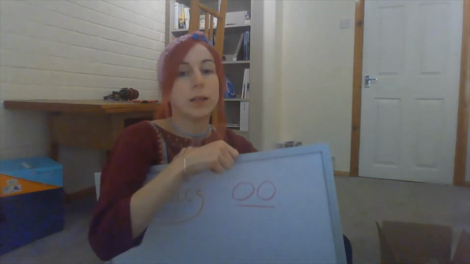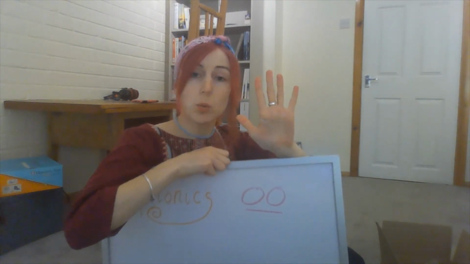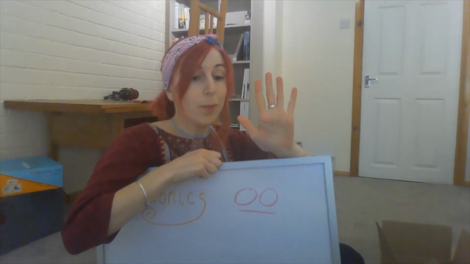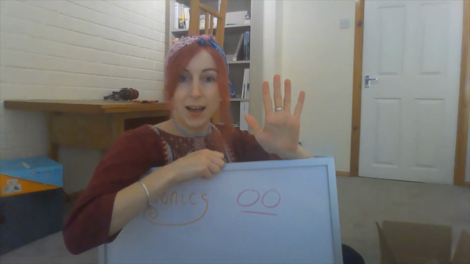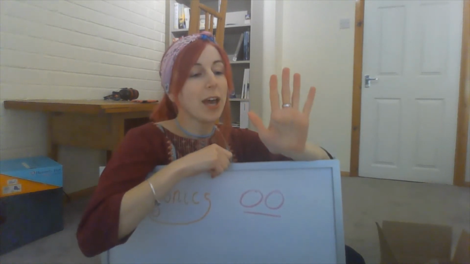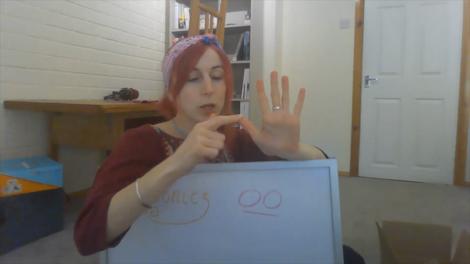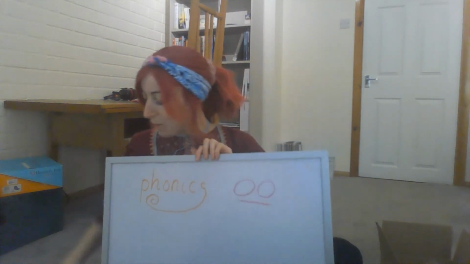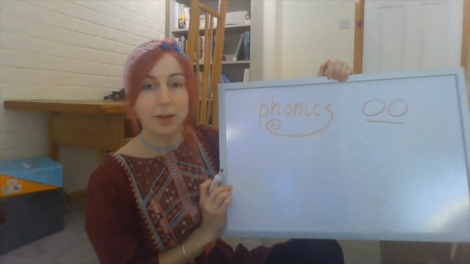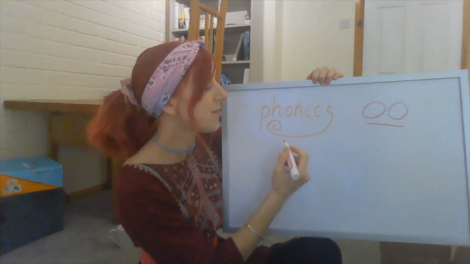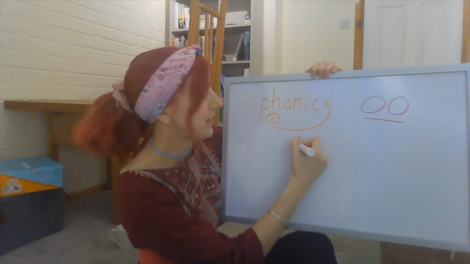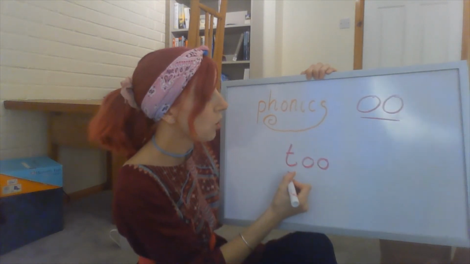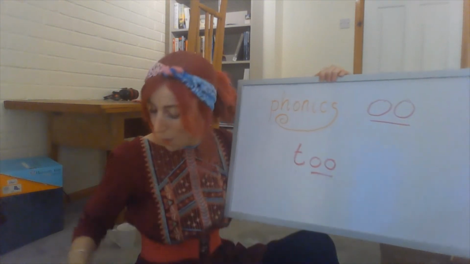Okay, next one, a nice short one, is the word two. And it is not two like the number two, which is spelt T-W-O. It is two like I love phonics too. Okay, so let's segment that one. T-oo, two. T-oo, two. Pause the video and then we'll write it together. Okay, you sound out and I'll write. T-oo, two. T-oo, two. Excellent.